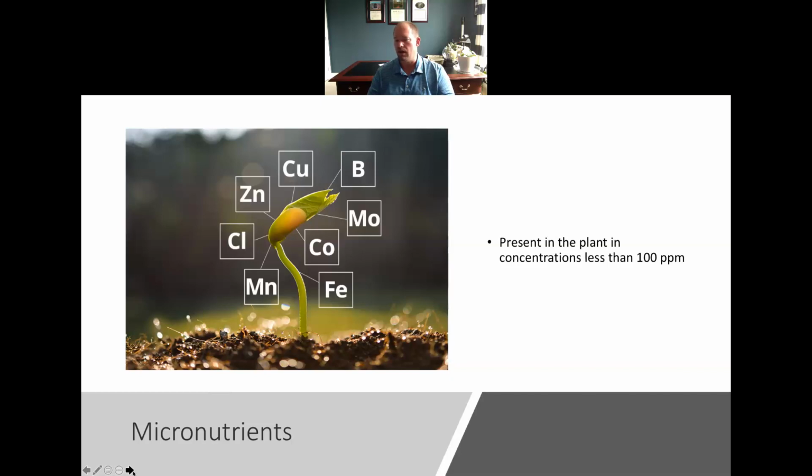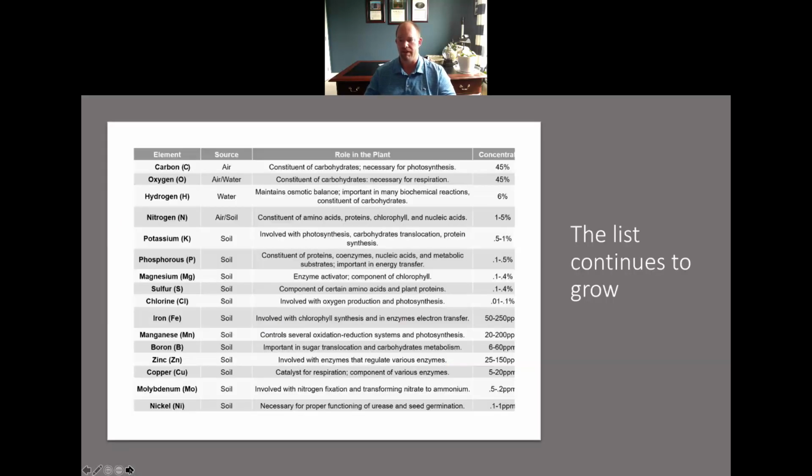These are all necessary for plant growth and development, and they are found in the plant in concentrations less than 100 parts per million. So macronutrients are greater than 1,000 parts per million, micronutrients are less than 100 parts per million. It doesn't take very much of these, but if they're not present, the plant cannot function properly.